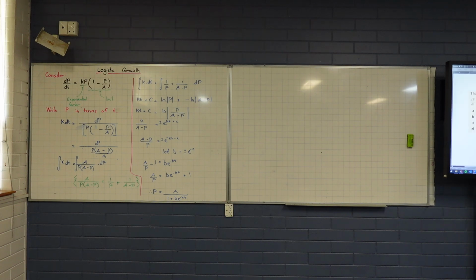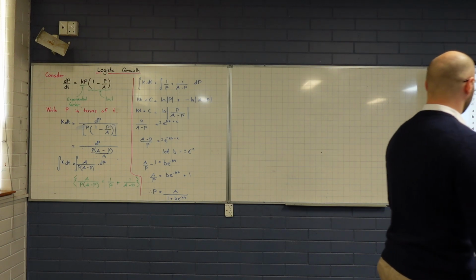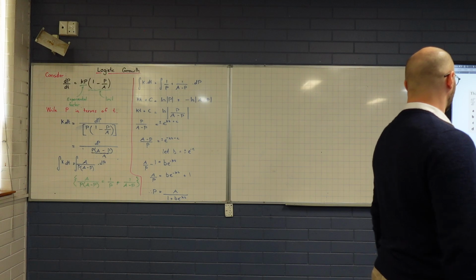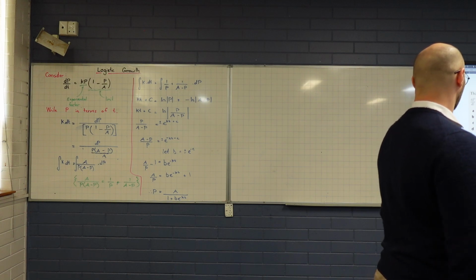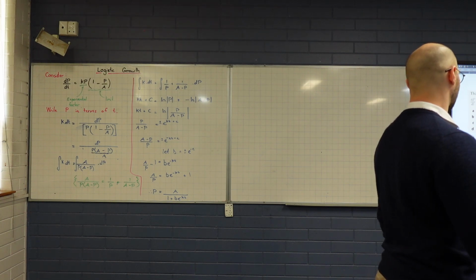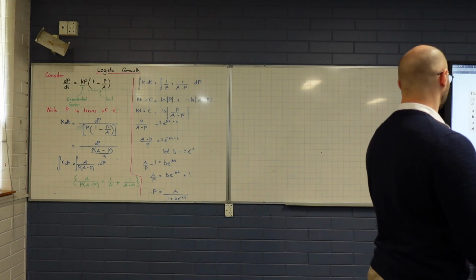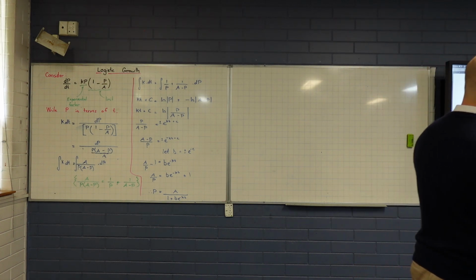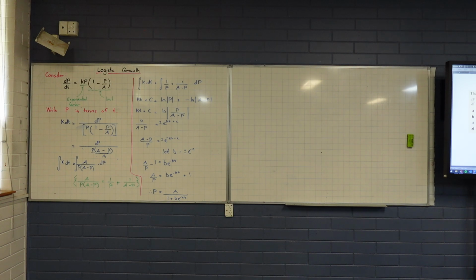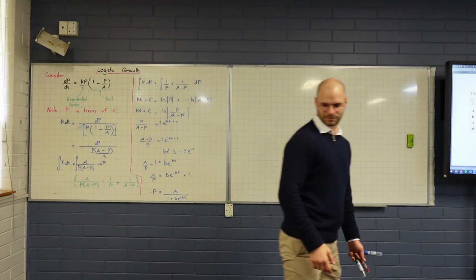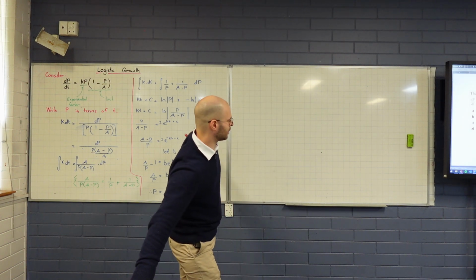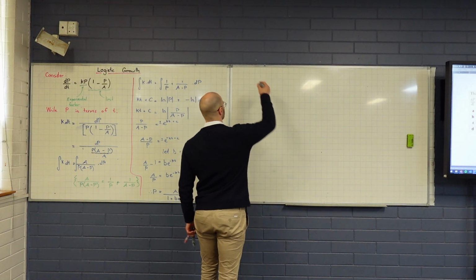Alright, now let's have a look at an example. The population of an island is currently 154. Its expected growth rate is given by dp over dt equals 0.16p, in brackets 1 take p over 500, where t is in years. Write p as a function of t. Any ideas on how we do this? Yeah, just do that.